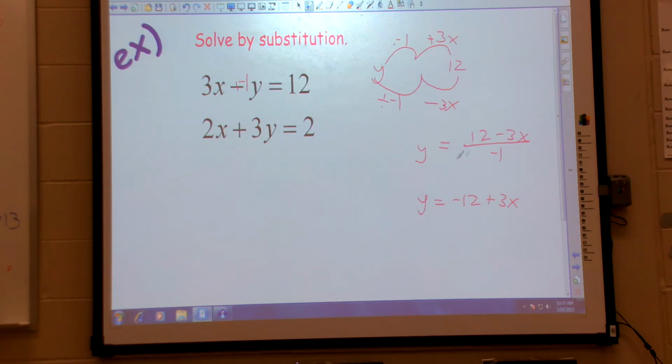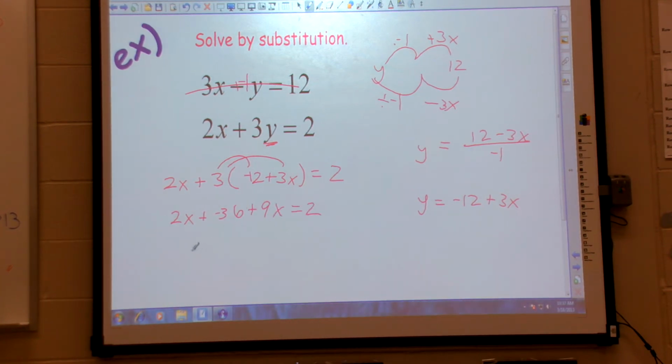Okay? So now that we have y by itself, sometimes people cross off the equation they've used. When we only have 2 equations, it's not that confusing, but when we get up to 3, 4, 5 equations, it gets a little chaotic. So in here, we're going to plug in for y. Make sure when you plug in, you have parentheses. Of course, distribute. So I have 2x plus -36 plus 9x.